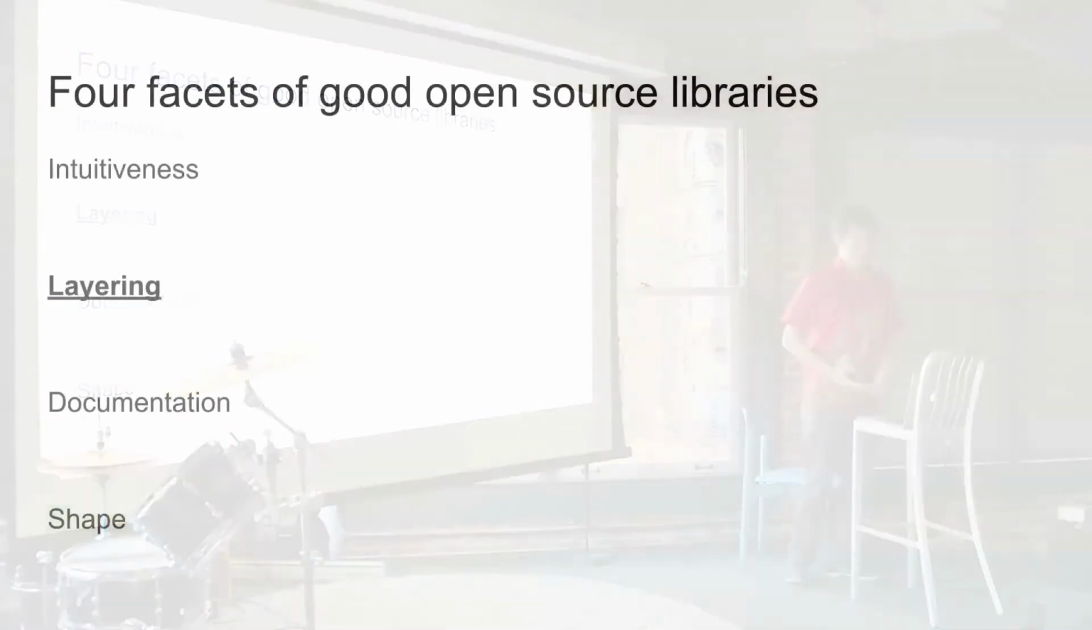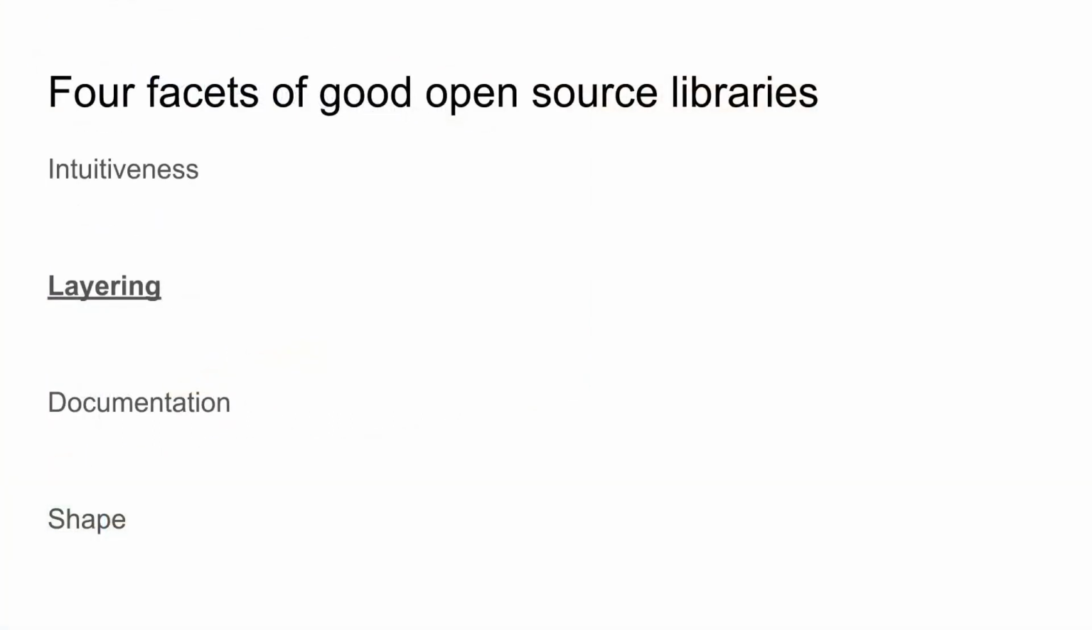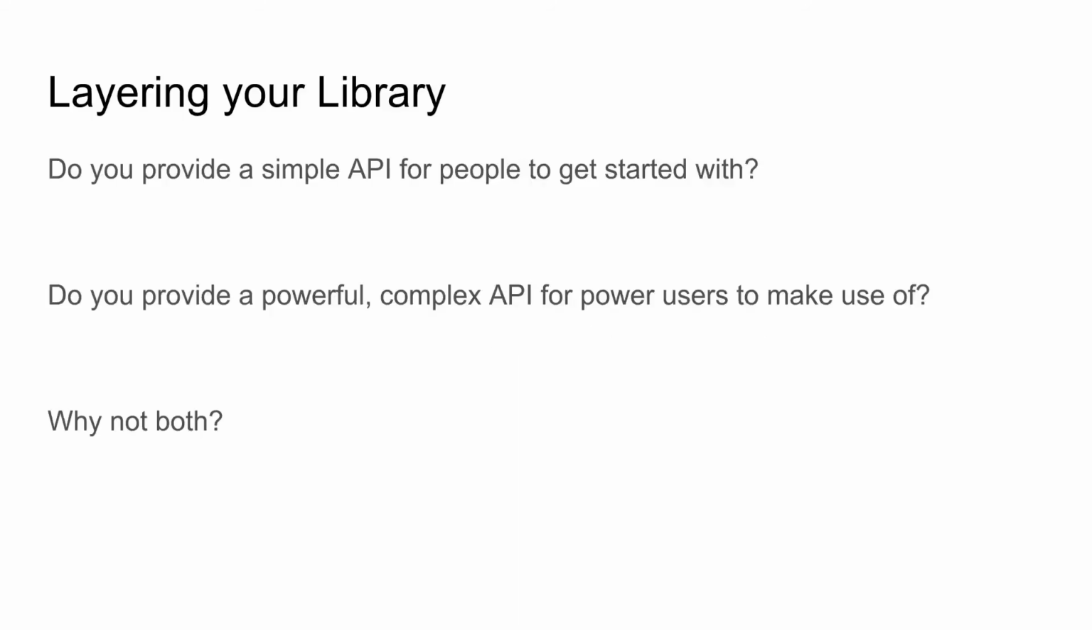The next facet I'm going to talk about is layering. Layering is how you can provide a simple API for newbies, while also providing a powerful, complex API for the more advanced users.